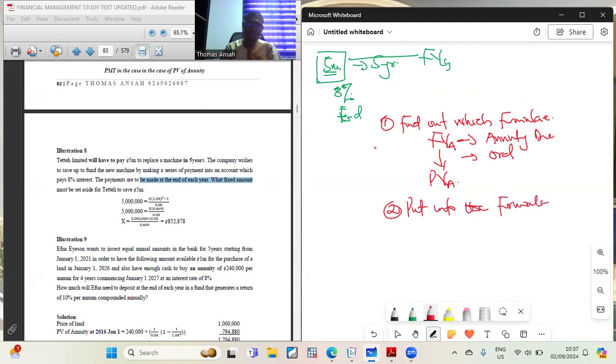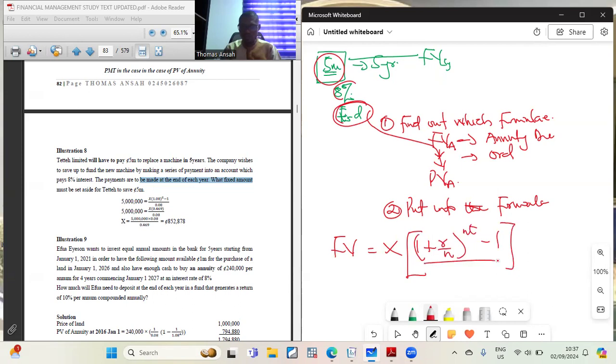So if you look at this particular question, this 5 million is a future figure. All right. And he's doing it at the end. End means what? Ordinary. So that is that. So all you need to do is to quote your formula: X, 1 plus R over N, to the power NT, minus 1, all over R over N. But it is at the end, so it ends here, ordinary annuity.